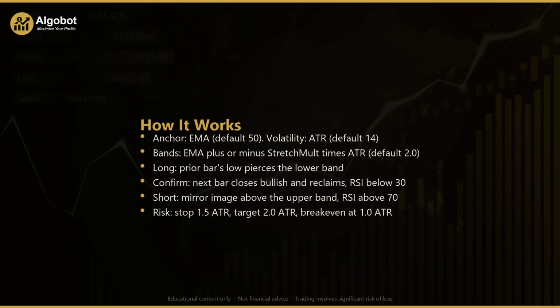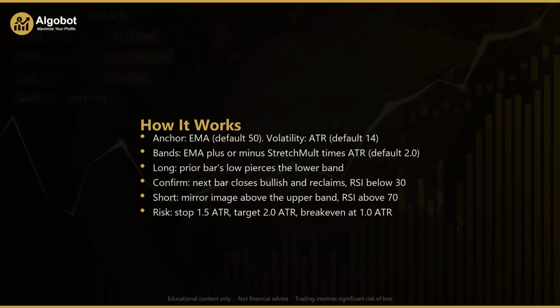The short setup is the mirror image. The earlier bar's high must push above the upper band. The more recent bar must close bearish and below the prior close as a rejection, and the relative strength index must be above the overbought level, which is 100 minus the oversold setting, so 70 by default. When those align, the strategy signals a sell at the bid.